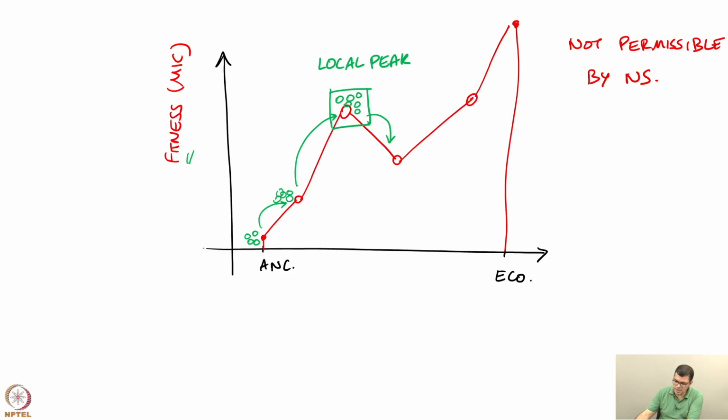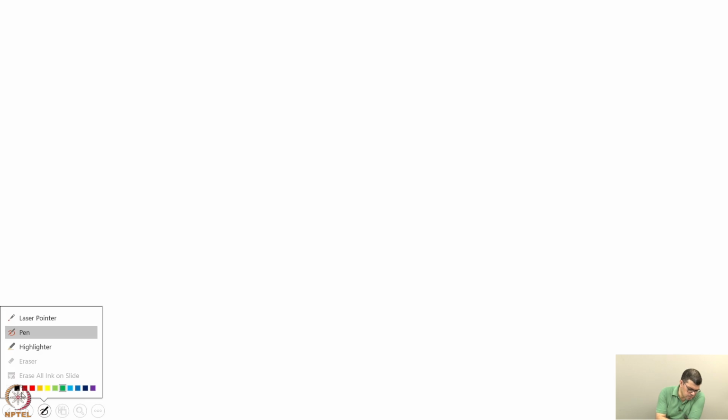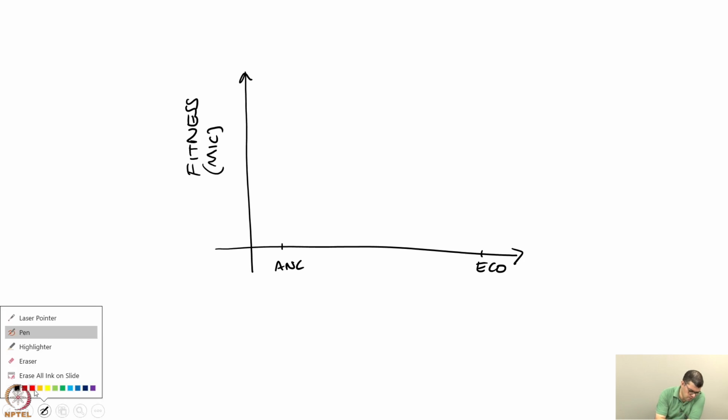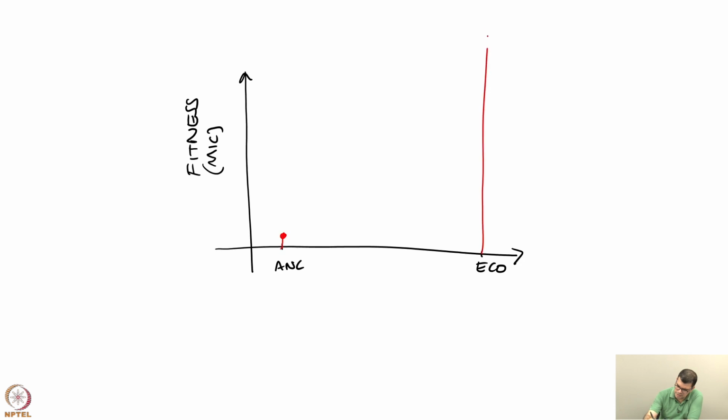So, the question then that Hartle and co-workers ask, again going back to this graph, that in this graph ancestor, ecological, fitness as a measure of MIC, this is the ancestor MIC, this is the ecological strain MIC. The question that Hartle and co-workers ask is, of the 120 paths, how many are permissible, like the first one we saw, and how many are not permissible.